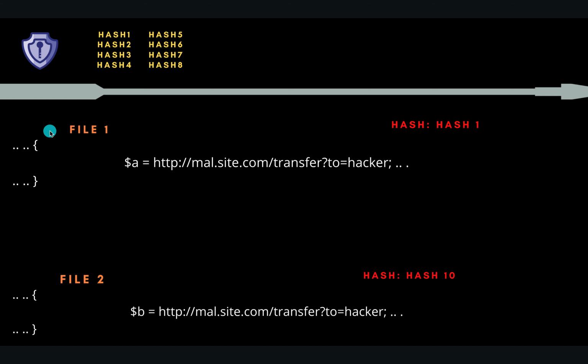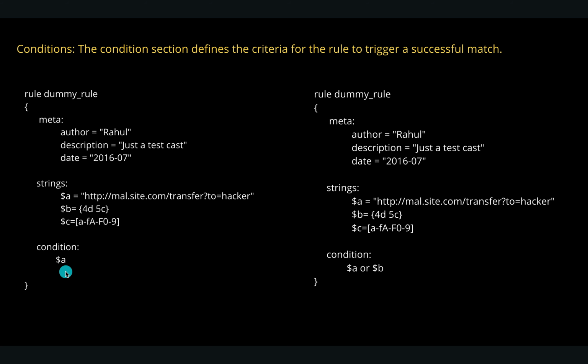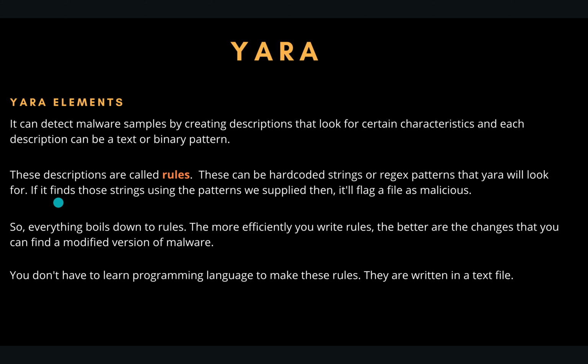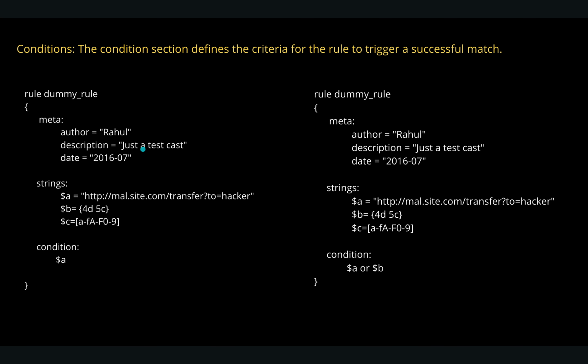Suppose the file is file1, and the condition is just A. It will just look for this part, mal.site.com/transfer?2=hacker, in the file. As you can see, this part is present in the file, so it will say that yes, it is a successful match, and this file is a binary.